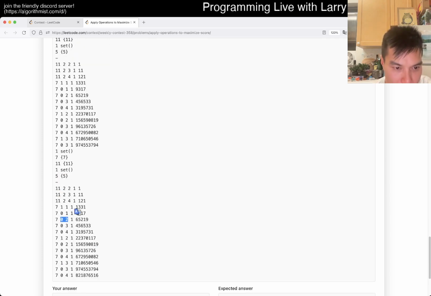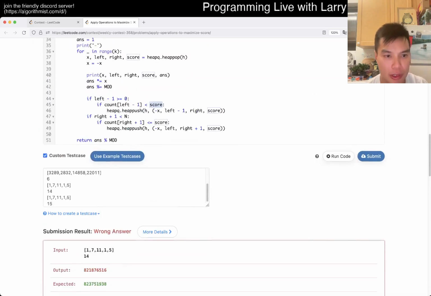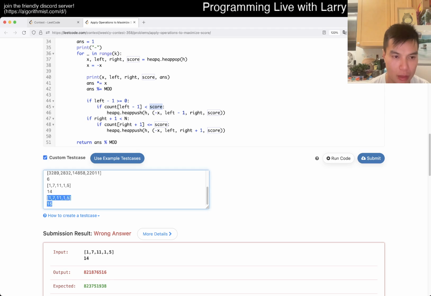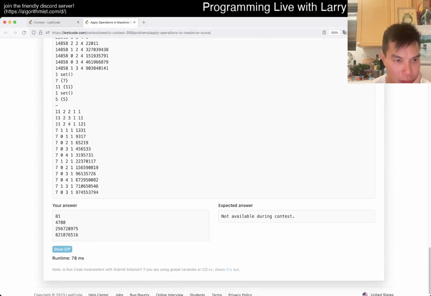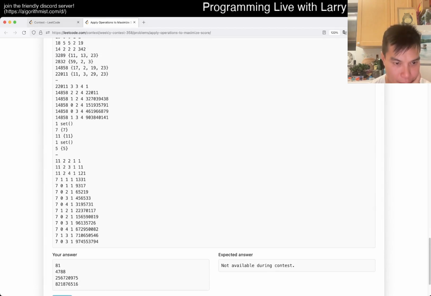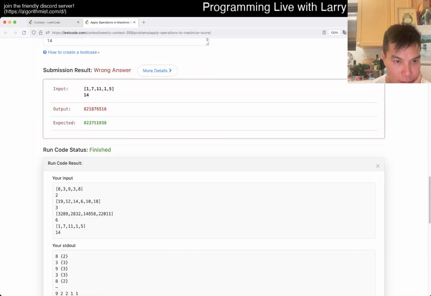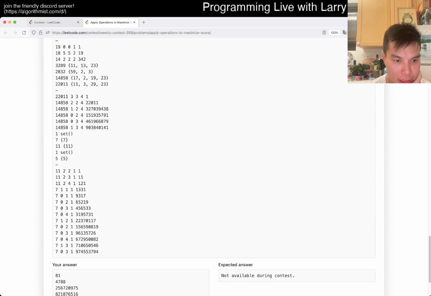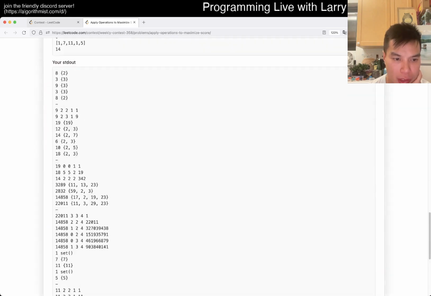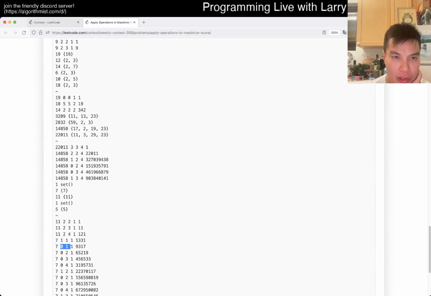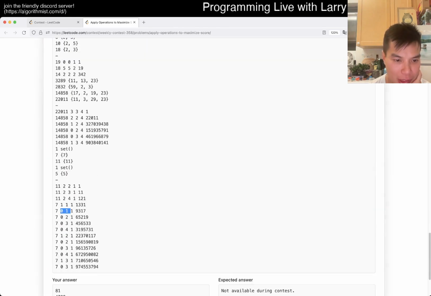I'm doing 0, 2 twice. Why am I doing 0, 2 twice? Tell me why. That is why I have a wrong answer. Okay, now I see it. Because 0... Oh no, this isn't 0, 1. This is... X, left, right. No, that's right. We are doing 0, 1 twice. I should label these.